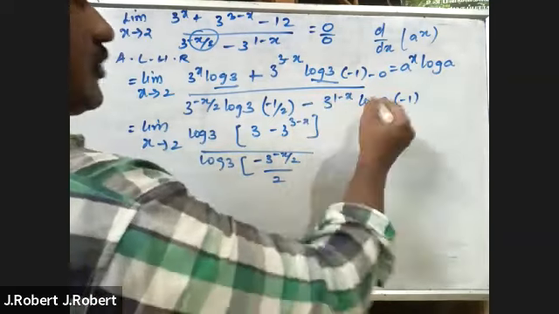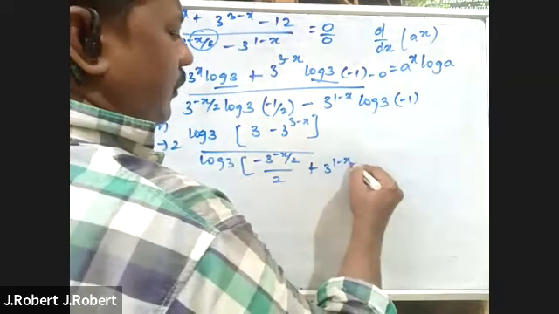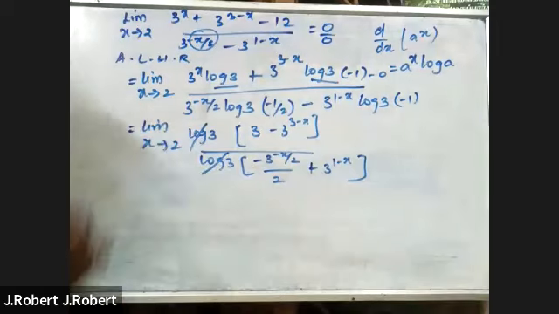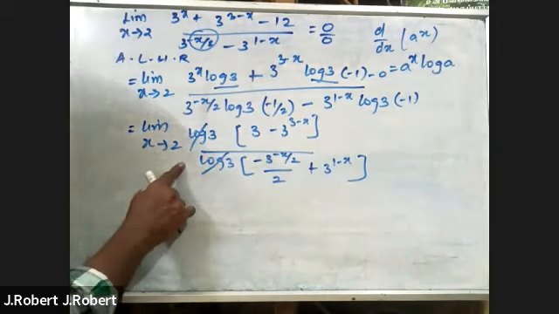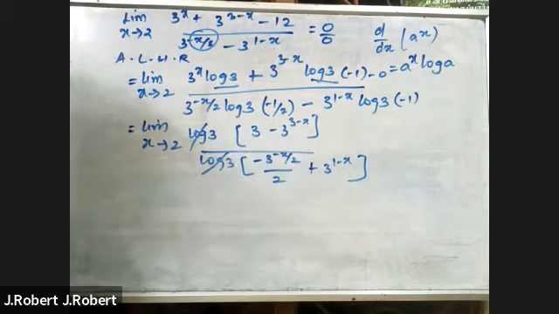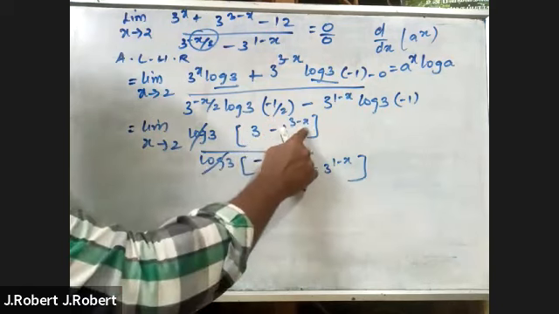So if you have taken minus into minus plus, 3 power 1 minus x. Log 3 will get cancelled. When I substitute x approaches 2, what happens? 3 minus 3 becomes 3 minus 2, which becomes 1. And 3 power 1 is 3.